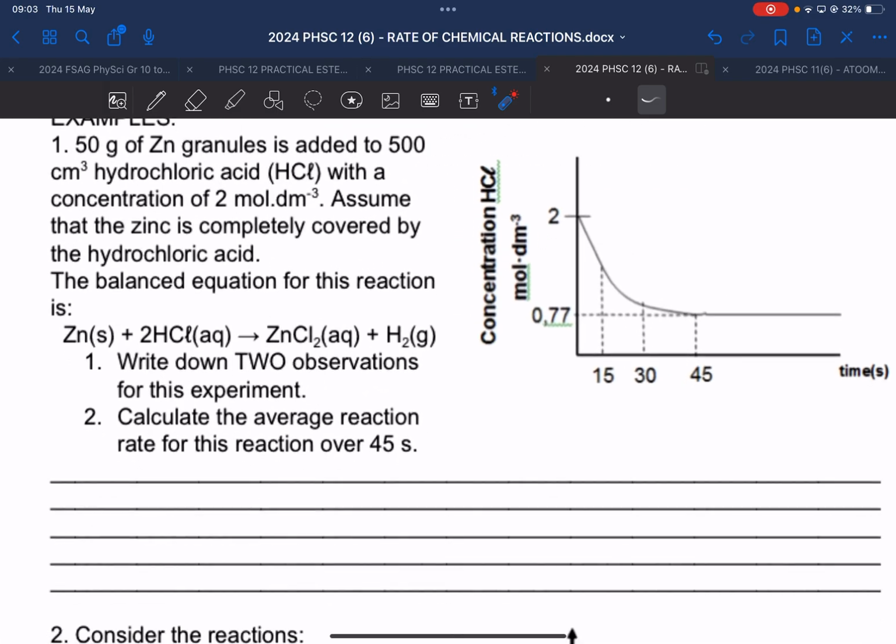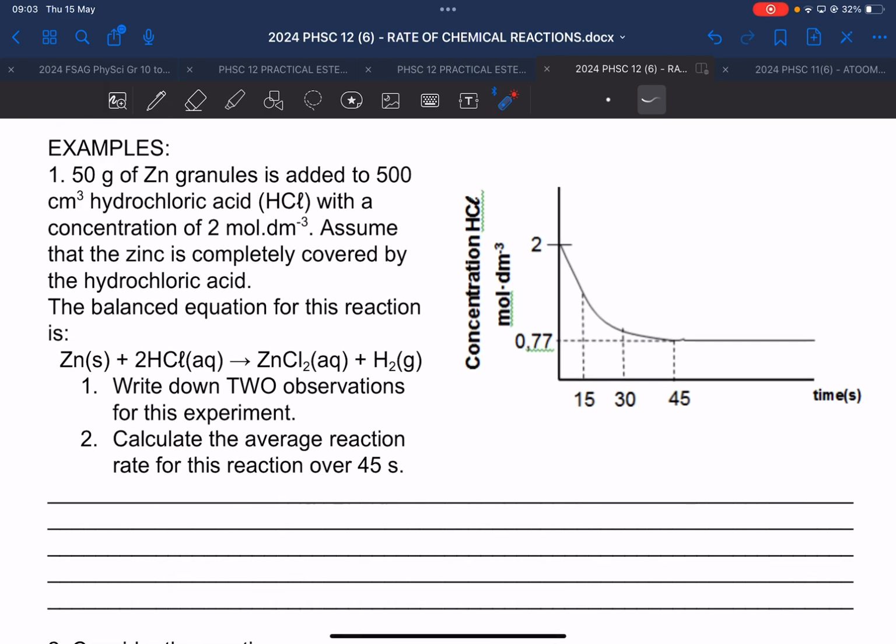All right. Let's look at how we're going to use those calculations. It says there, 50 grams of zinc granules is added to 500 cubic centimeters hydrochloric acid with a certain concentration. Assume that the zinc is completely covered by the hydrochloric acid, so nothing is sticking out that cannot react. The balanced equation for this reaction is... This comes from a grade 12 question paper, so this is what you can expect. And we did this practical.